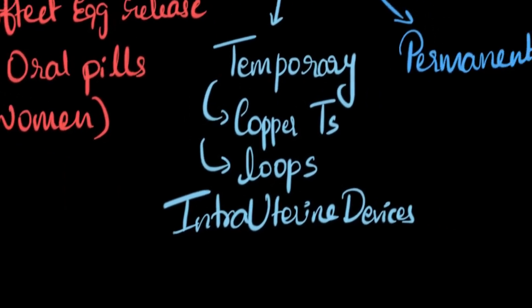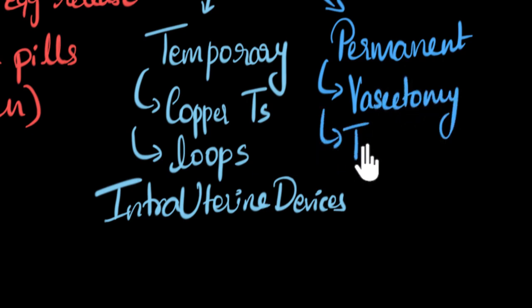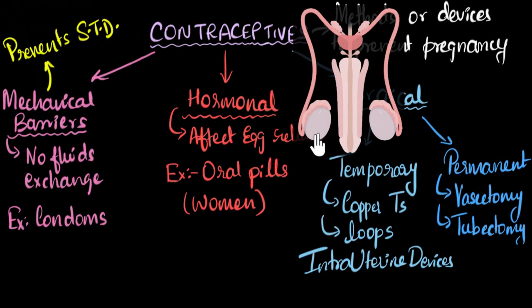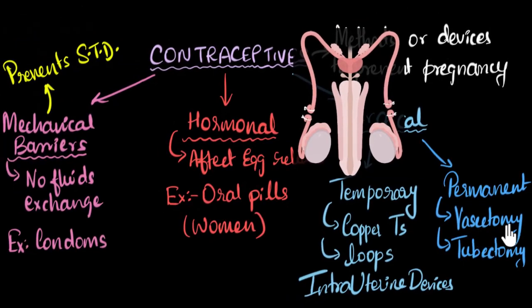So now let's look at the permanent methods. The permanent methods usually are vasectomy for males and tubectomy for females. Again, what are those? If you look at the male reproductive parts, you might know that the sperms from the testes reach the penis via this particular tube called the vas deferens, right? So in vasectomy, doctors will just cut this vas deferens and put a knot over there. This will ensure the sperms will never reach the penis, and so the ejaculated fluid, the semen, will never contain sperms, right? Since we're cutting the vas deferens, it's called vasectomy.